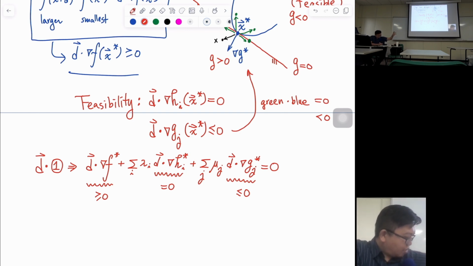When everything is zero, then of course mu j can be anything. But if some of the terms, like the first one, is positive, then I need something negative in the back. So positive plus negative equals zero. So the mu j has to be positive.